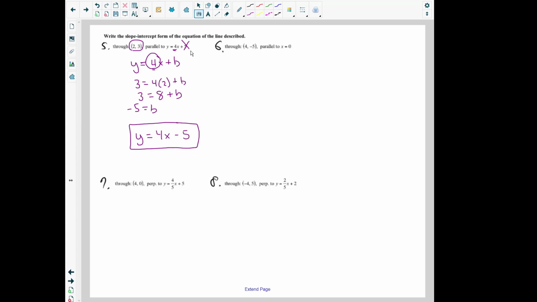And of course, if you plug the original line and this line into Desmos, and you know how to use Desmos, just type in both lines, you'll see that they're parallel. And you'll see that this line passes through the point 2, 3. Okay, same thing again, except this is a special case.